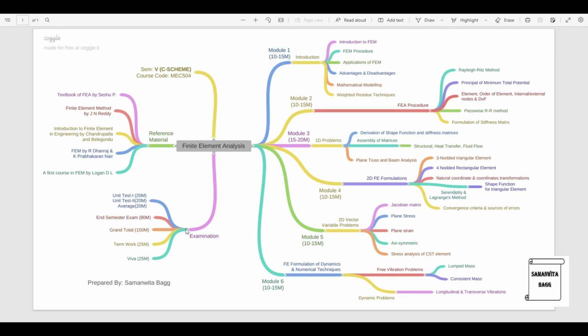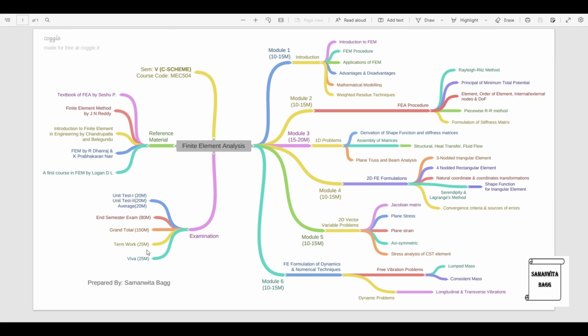Now lastly we'll talk about the examination pattern. According to Mumbai University, there will be various exams conducted. The first type of exam that is conducted in a semester is Unit Test 1 and Unit Test 2, and the average of both is taken for 20 marks. There will be an end semester exam for 80 marks. Also, there is a term work assessment which is done for 25 marks. It is based on your lab performance and a particular course project which is supposed to be submitted.